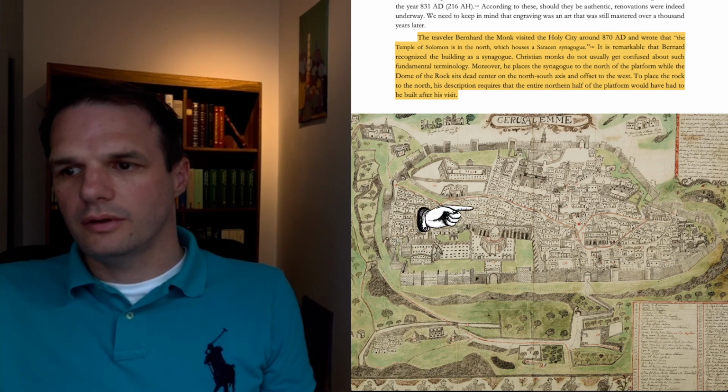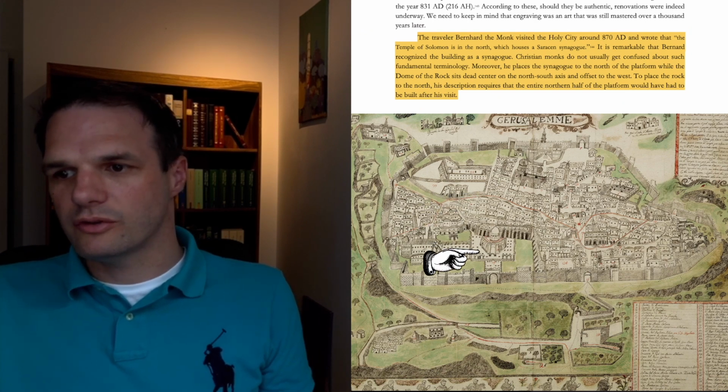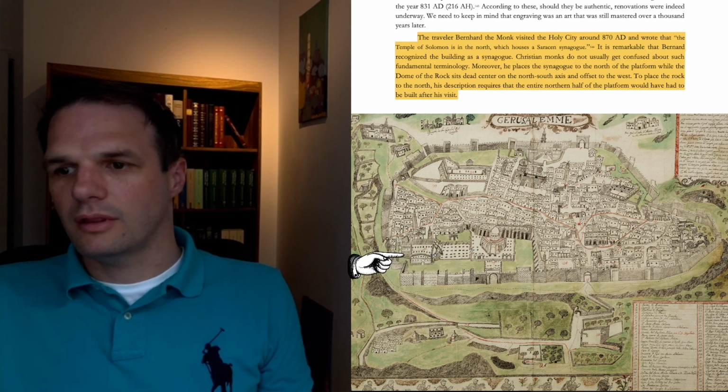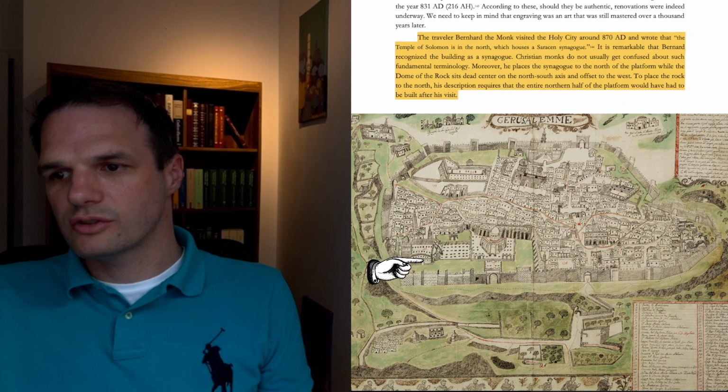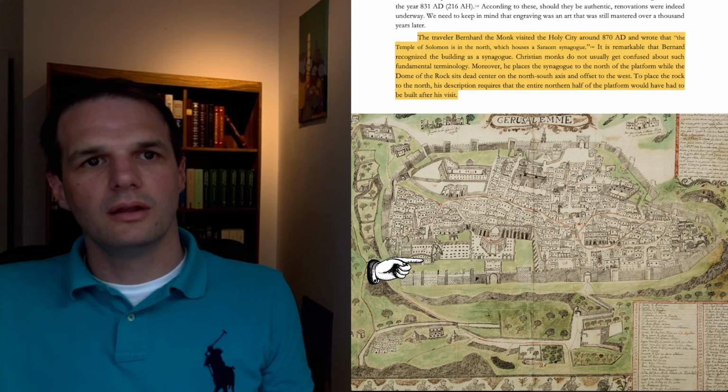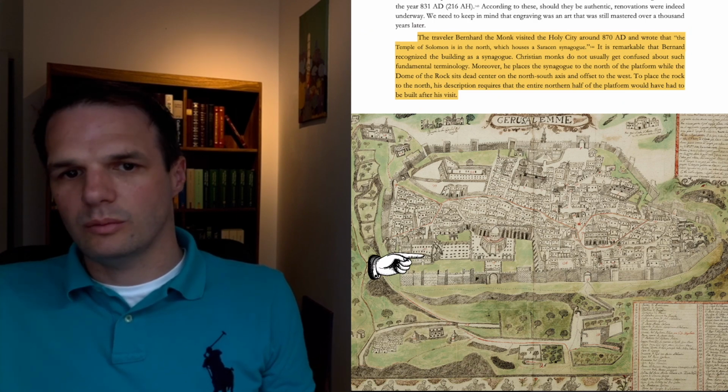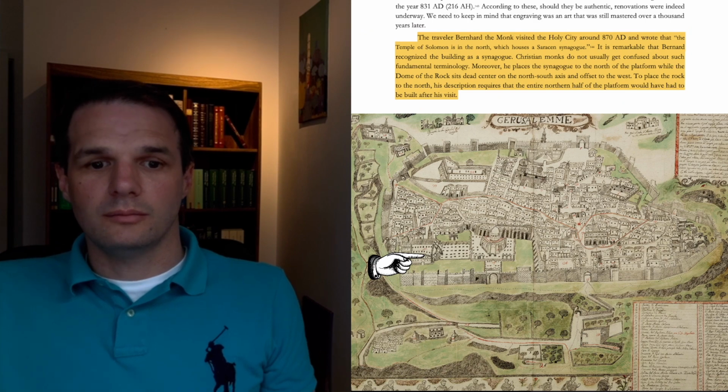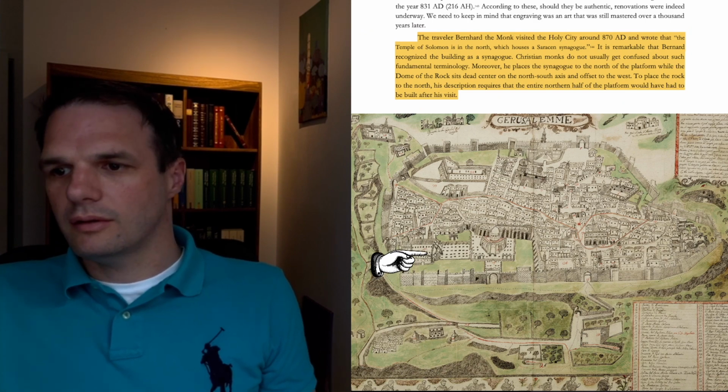Right, so he described how he got to the Temple of the Lord, which is the Dome of the Rock, to the south of which is the Temple of Solomon. There we are, Al-Aqsa Mosque. So both structures were there on the Temple Mount in the year 870 when Bernard the Wise visited Jerusalem.